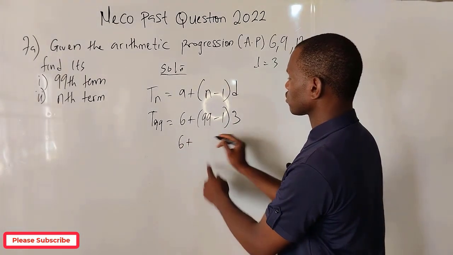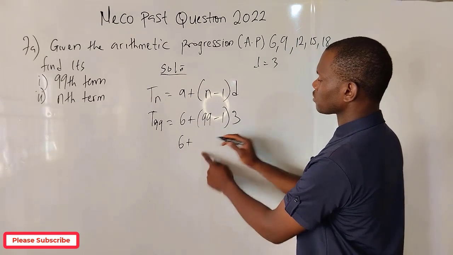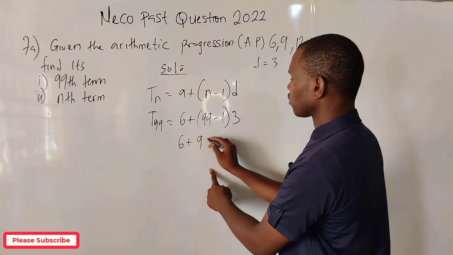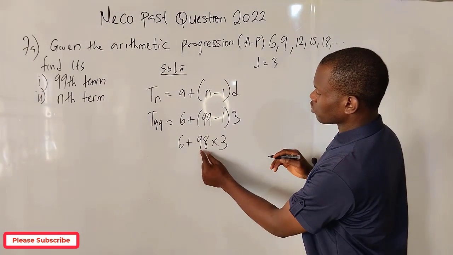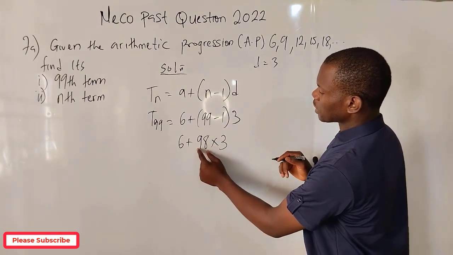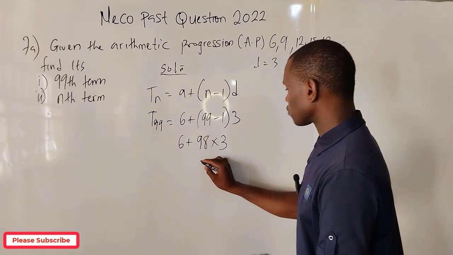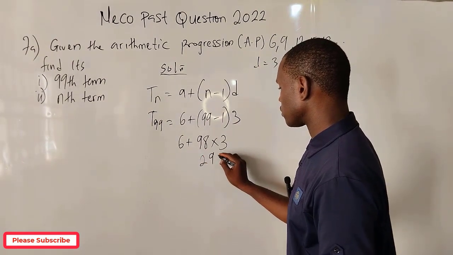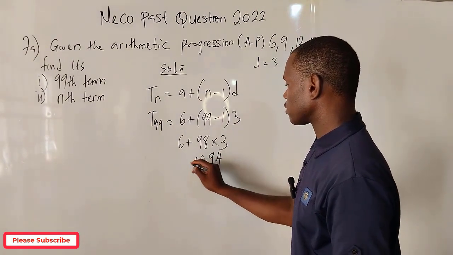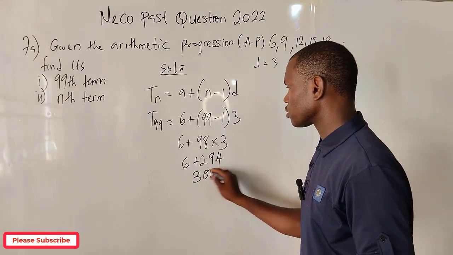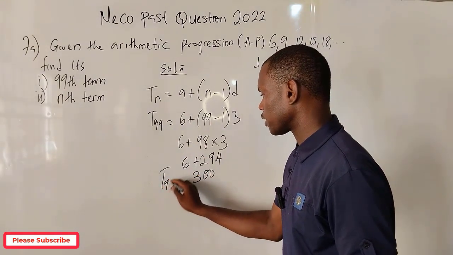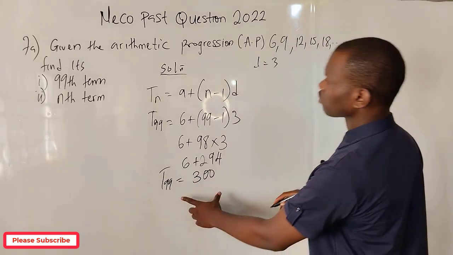This is 6 plus 99 minus 1, which is 98, so I'll have 98 times 3. We do multiplication first. 98 times 3 will give me 294. We add it to 6, and we'll have 300. So my T99 is equal to 300.